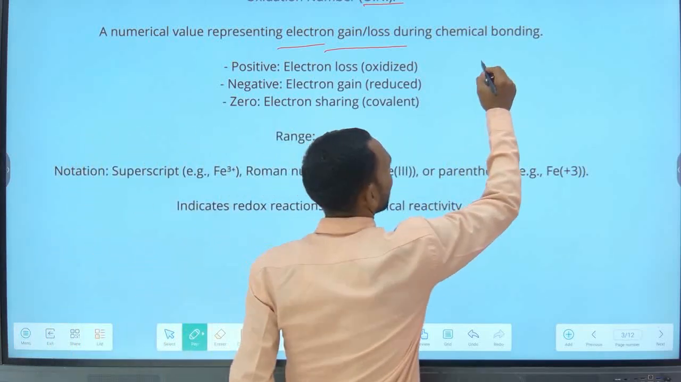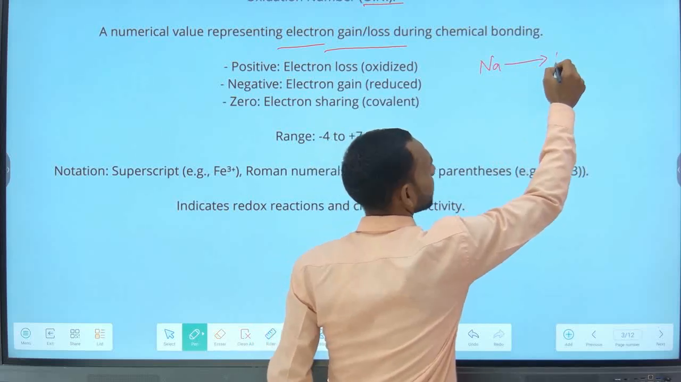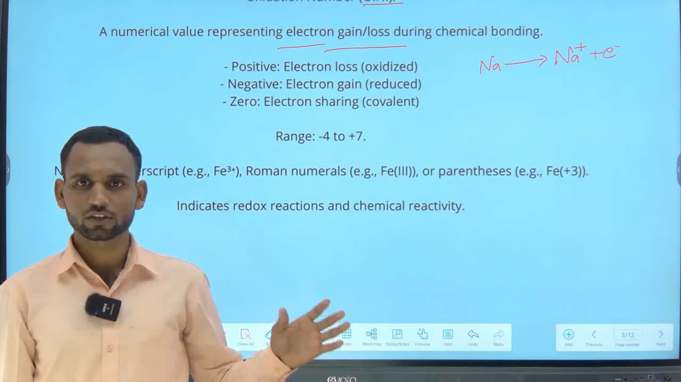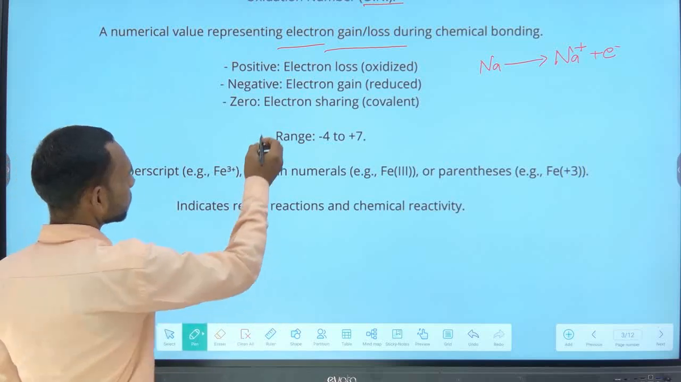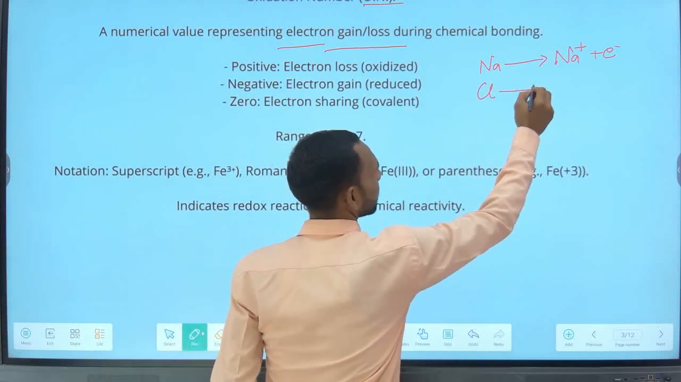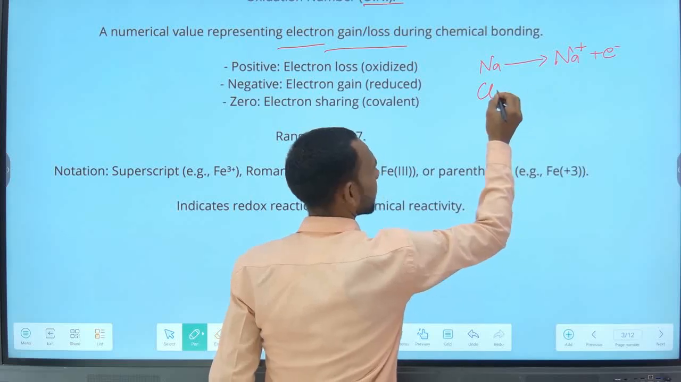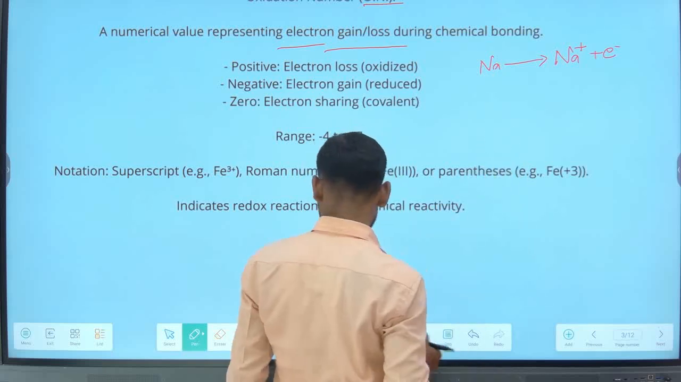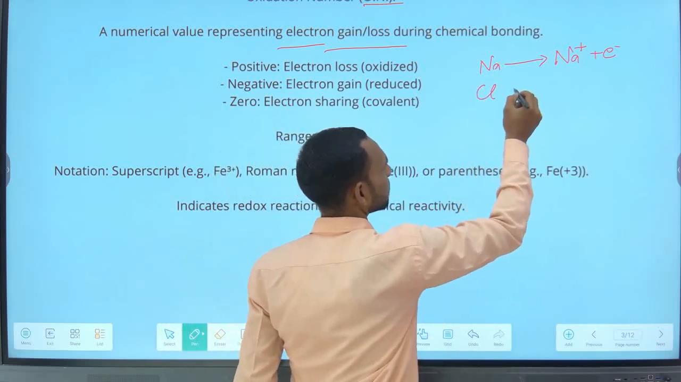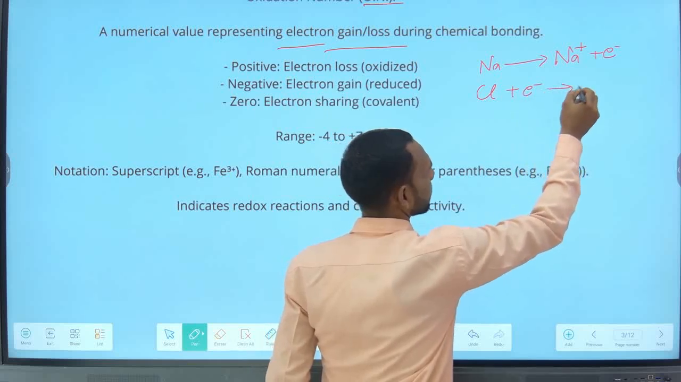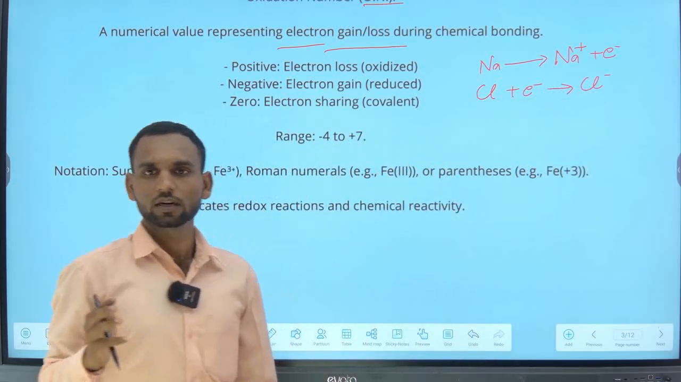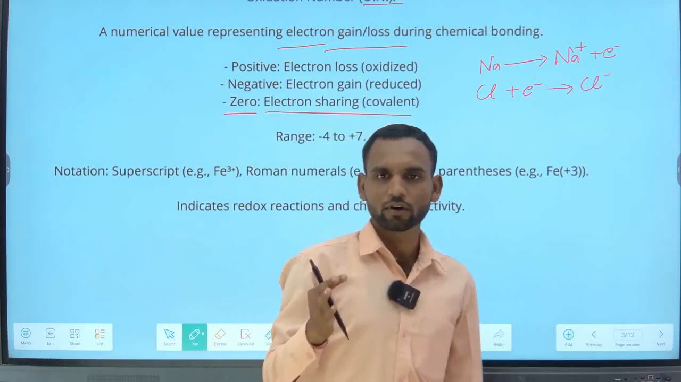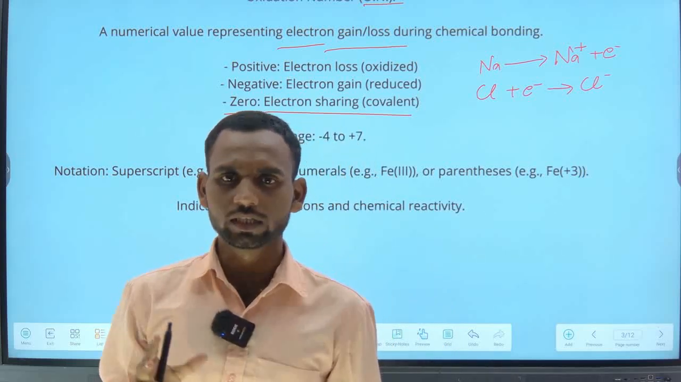Example, Na releases an electron, forming Na plus. It is oxidized into the positive ion, and Cl accepts the electron and gets reduced into the negative ion. Next, zero oxidation means that any covalently bonded molecule has the zero oxidation state.